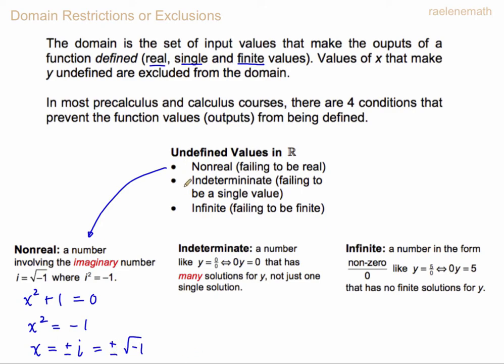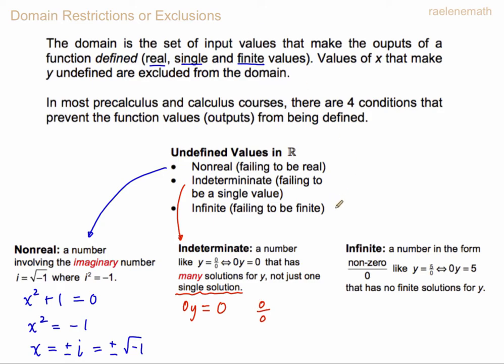Now, a failure for a value to be a single answer is like the solution to the equation 0y equals 0. There are an infinite number of possibilities for y that you could multiply by 0 to get 0. And so this y value fails to be a single, determined value. We say that y is indeterminate because there is not just one single solution. Numbers like 0 over 0 are examples of indeterminate values.